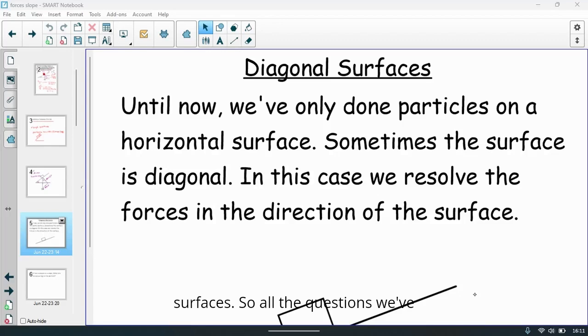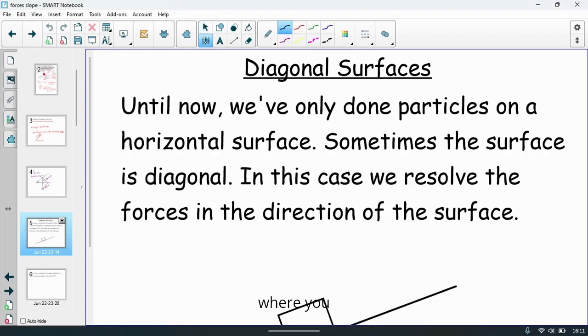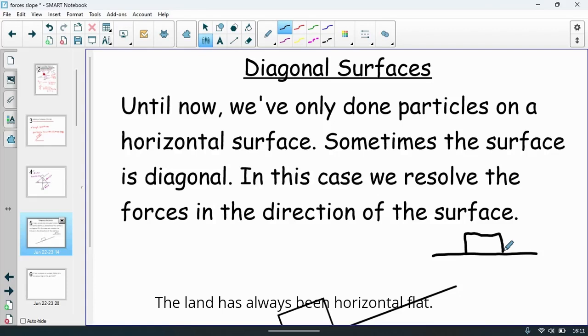So all the questions we've done so far, the surface has been horizontal, right? So for example, we've had situations where you have a flat piece of land, and there is an object or particle on top and it's moving. The land has always been horizontal, flat.